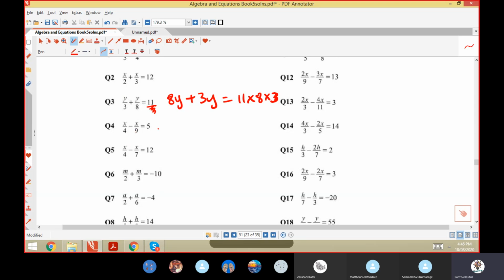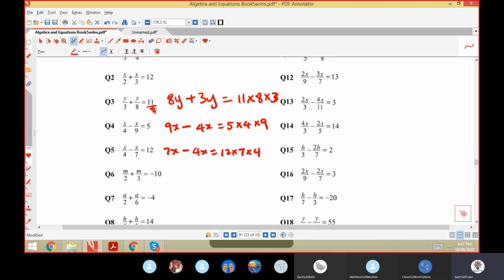Cindy, tell me the next one. What would it be? Question 4. 9x minus 4x equals 5 times 9. And then again, we will simplify that and continue. All right, next. Chloe, tell me what would you do with this one? You do x times 7. So 7x minus 4x equals 12 times 4 times 7.